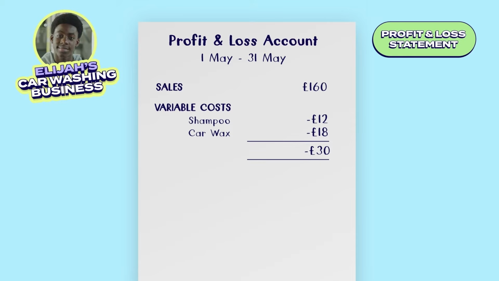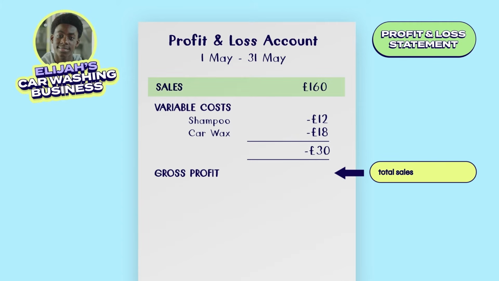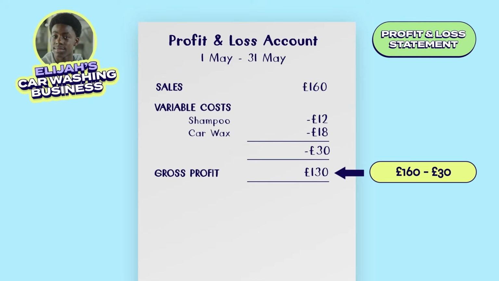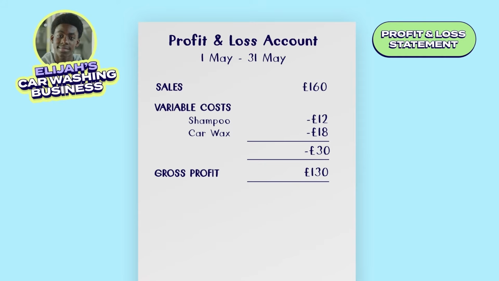Shampoo and wax are the only variable costs that Elijah has, and that allows him to calculate what is known as his gross profit. Gross profit is the total amount of sales minus the variable cost of the sales, and it's always shown on a profit and loss account. Elijah's gross profit is £130, calculated as his £160 of sales less the £30 in variable costs from his shampoo and wax.